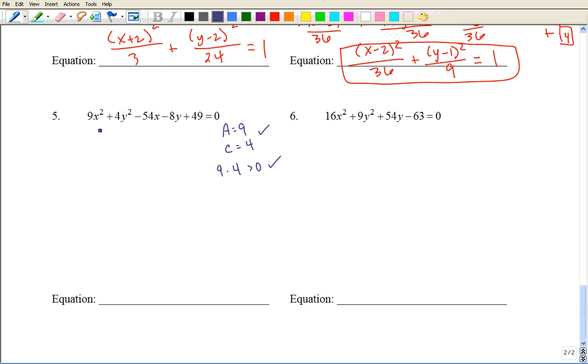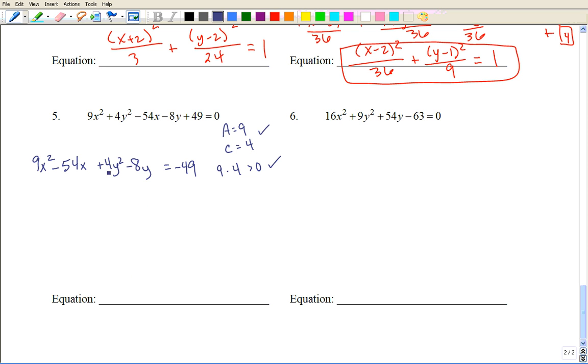So now we're going to do the same thing we did before. Let's put the x things together. So we have 9x squared minus 54x. We'll group the y terms together. So we have plus 4y squared minus 8y, and then move the constant over to the other side, so we have minus 49.